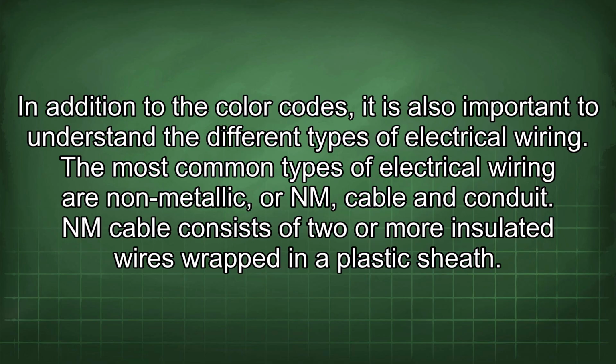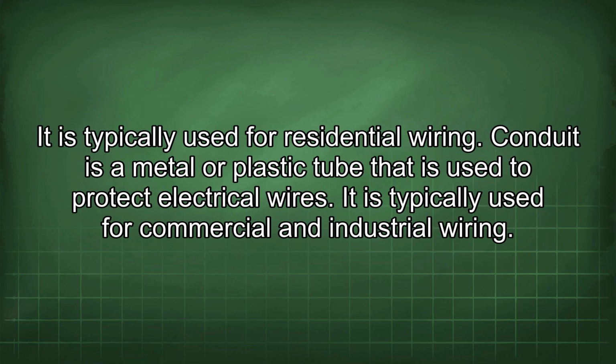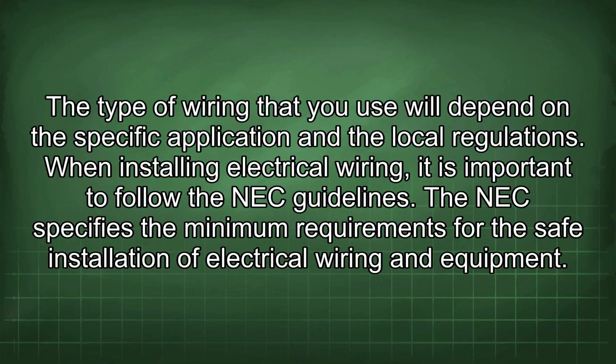In addition to the color codes, it is also important to understand the different types of electrical wiring. The most common types of electrical wiring are non-metallic, or NM, cable and conduit. NM cable consists of 2 or more insulated wires wrapped in a plastic sheath. It is typically used for residential wiring. Conduit is a metal or plastic tube that is used to protect electrical wires. It is typically used for commercial and industrial wiring. The type of wiring that you use will depend on the specific application and the local regulations.